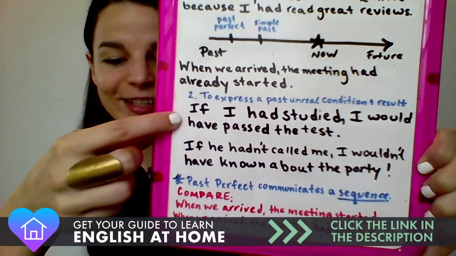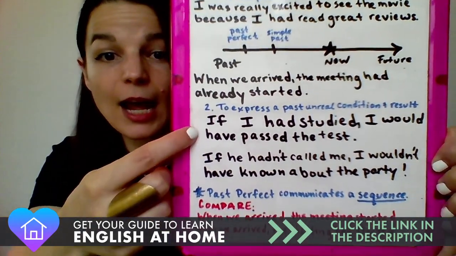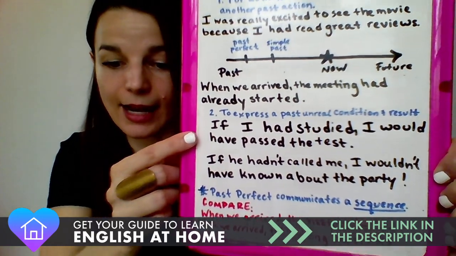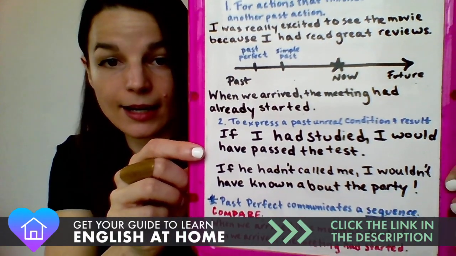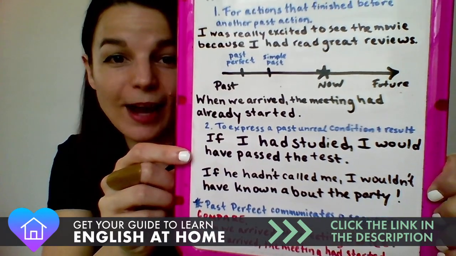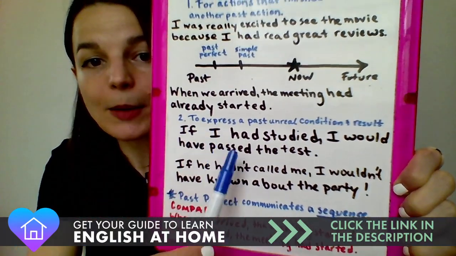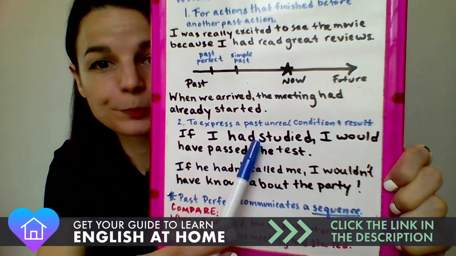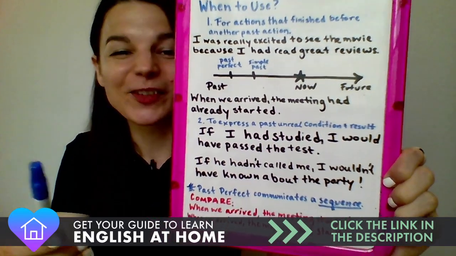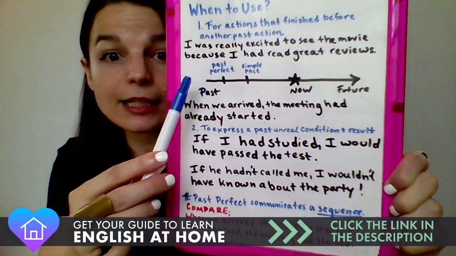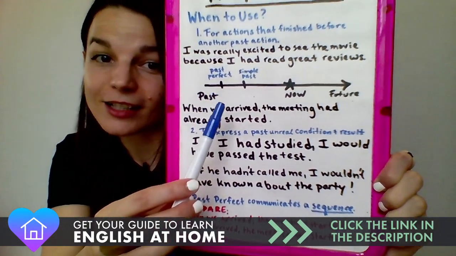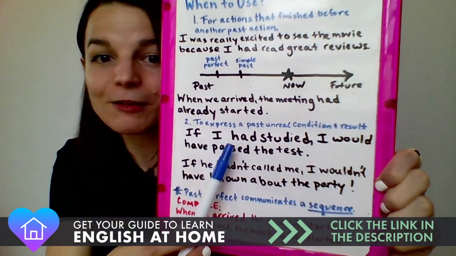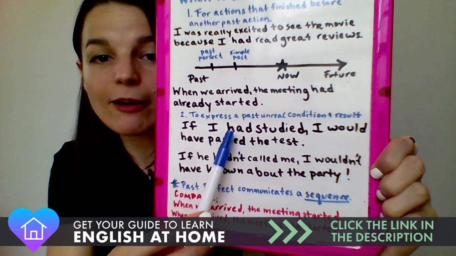This is one I used in last week's lesson. If I had studied, I would have passed the test. So what's happening in this sentence? Here is my past perfect expression. If I had studied. So we learned in last week's lesson, actually, this means I did not study. This means I did not study in the past. But I want to imagine if I had studied, I would have passed the test.